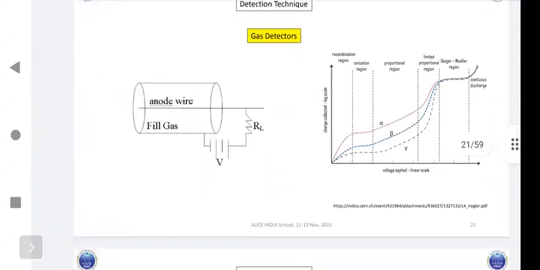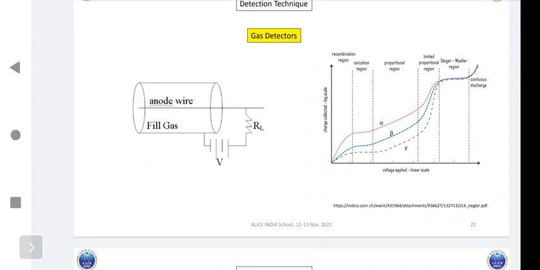Then comes the gas detector. As I started with, the gas detector is a very simple detector. It is a tube with an anode wire passing through the central axis, filled with gas. If you change the applied voltage along the x-axis, and measure the charge produced when a particle enters and ionizes the gas, then we will find this kind of curve as shown on the right side.